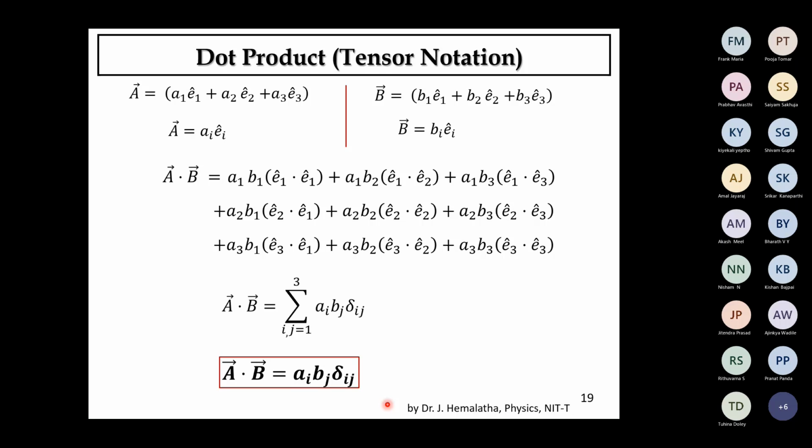So a dot b in tensor form is this. A vector in tensor form is this. And a dot product in tensor form is this. You got it?